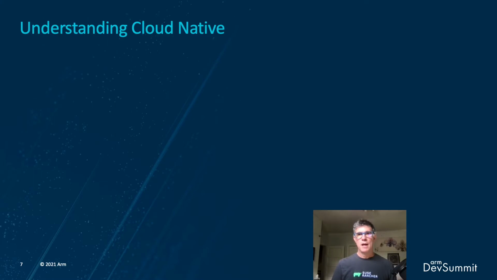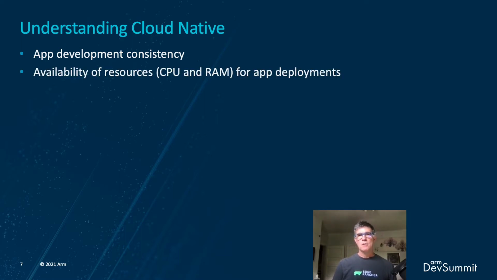I think everybody has an idea of what Cloud Native is. However, I'd like to sort of level set around Cloud Native so that when we have the discussion about Cloud Native at the Edge, we have a foundation. So first of all, Cloud Native brings some app development consistency. It also is important when it comes to availability of resources, especially it was originally designed for creating general availability to CPU and RAM for those same applications.